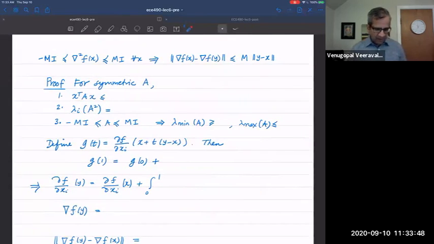So this is what we're trying to establish. We're trying to establish this result. If the Hessian is upper and lower bounded like this, then the gradient is Lipschitz. Okay. In order to prove this, we need some results from linear algebra. Again, if these results don't sound familiar to you, try proving them yourself. Actually, one of these we already showed in class, but the other two are very straightforward. Okay, you can do it at home.